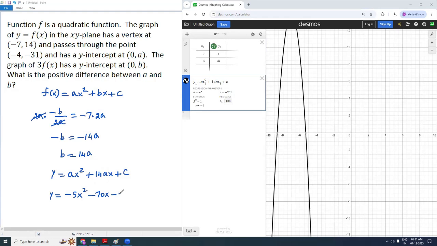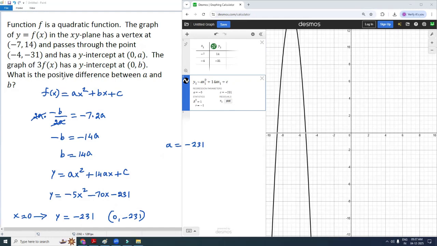Then the value of c is -231. Okay, here I got the given quadratic function. Now when I plug in x equals 0 into this quadratic function, I can get the y-intercept, that is 0, a. Then I'm getting y equals -231. So the y-intercept of the given quadratic function is 0, -231. But the question says the y-intercept of the given quadratic function is 0, a. When I compare 0, a and this one, at the place of a, I am getting -231. Okay, here we got the value of a.